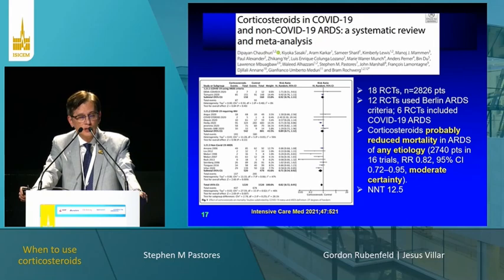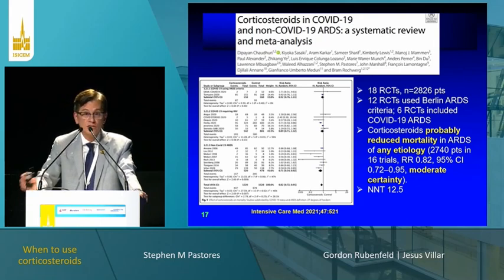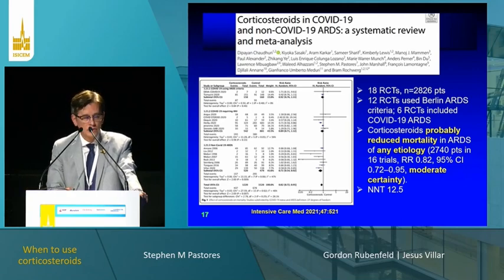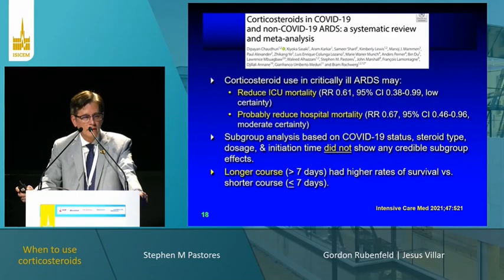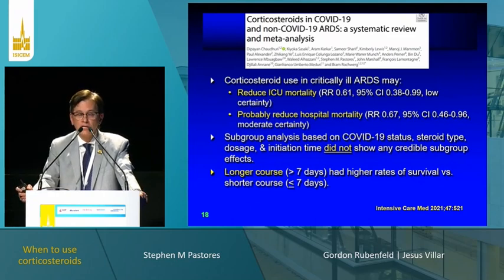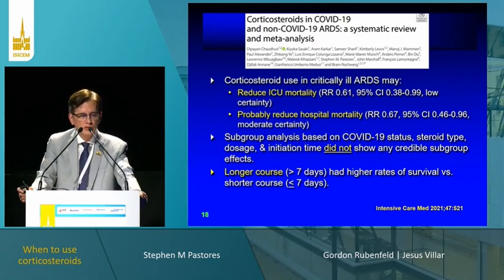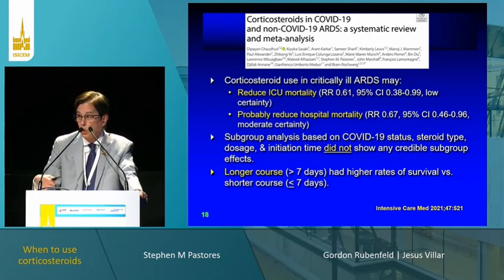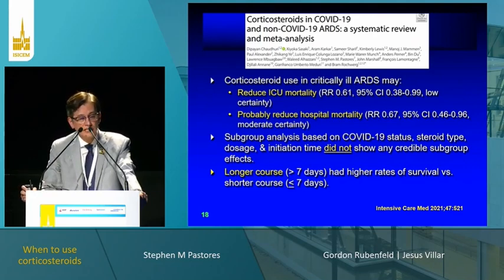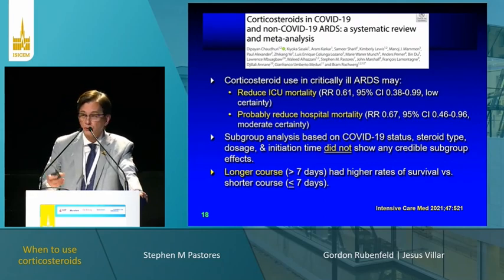We found that corticosteroids probably reduce mortality in ARDS of any etiology, COVID, non-COVID, and the number needed to treat was 12.5. We found that in all patients who were critically ill with ARDS, corticosteroids reduce ICU mortality, probably reduce hospital mortality, and subgroup analysis by COVID status, steroid type, dosage, and initiation time did not show any credible subgroup effects. We found that the longer course, greater than 7 days, had higher rates of survival compared to the shorter courses.